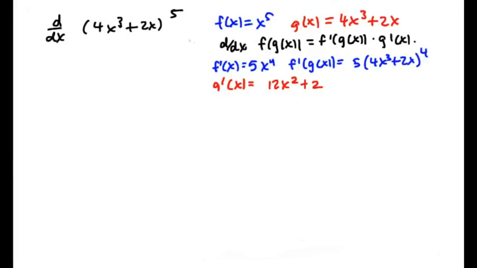The derivative of 4x cubed plus 2x to the fifth is going to be 5 times 4x cubed plus 2x, all of that to the fourth, times 12x squared plus 2. And yes, this can be simplified, but it's okay if you decide not to. This is a perfectly fine form. And it shows that you did the chain rule.